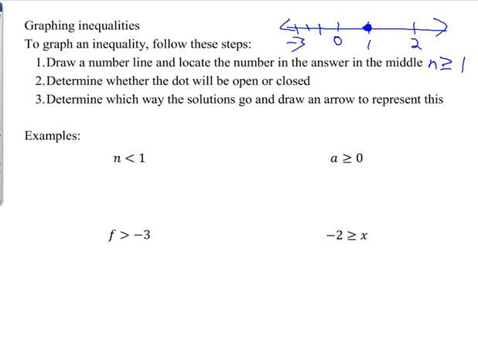Then I need to determine which way the solutions go and draw an arrow to represent this. So, n is greater than or equal to 1. What numbers are we talking about here?